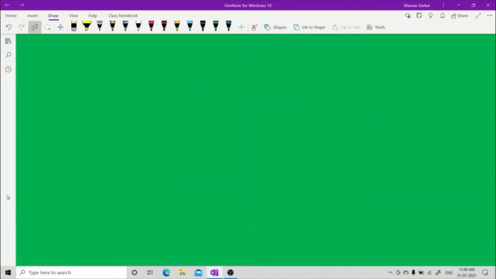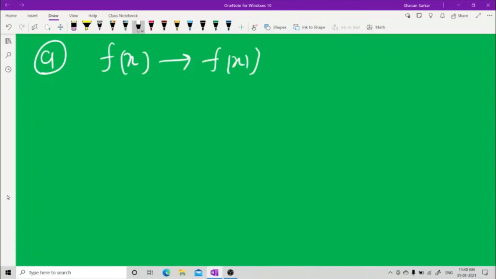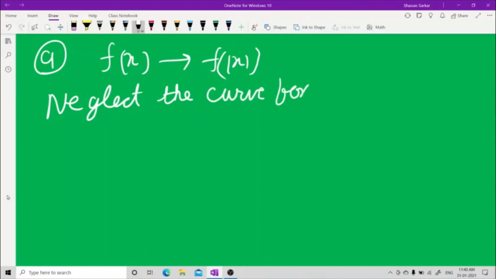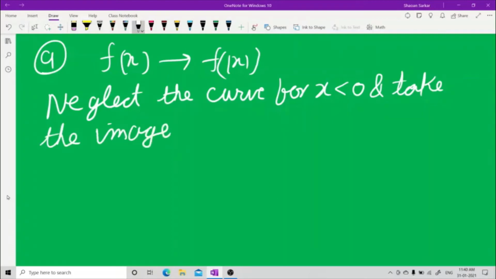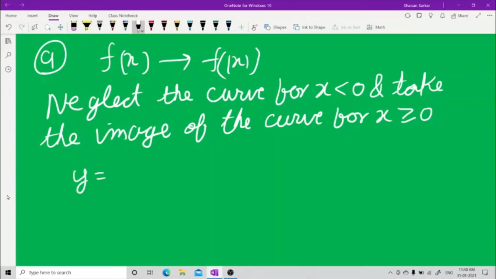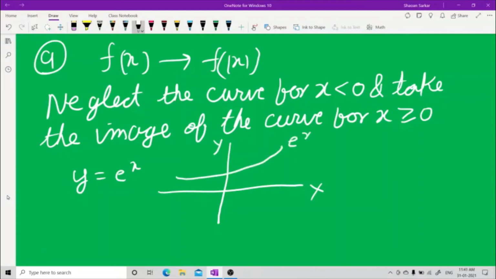Now have you understood? Ninth one, you have f(x) is f of mod x. So neglect the portion of the curve for x less than 0, and take the image of the curve for x greater than or equal to 0. Take an example, y equal to e to the power of x. Now this is your x-axis, this is your y-axis, this is e to the power of x. This way is e to the power of x.